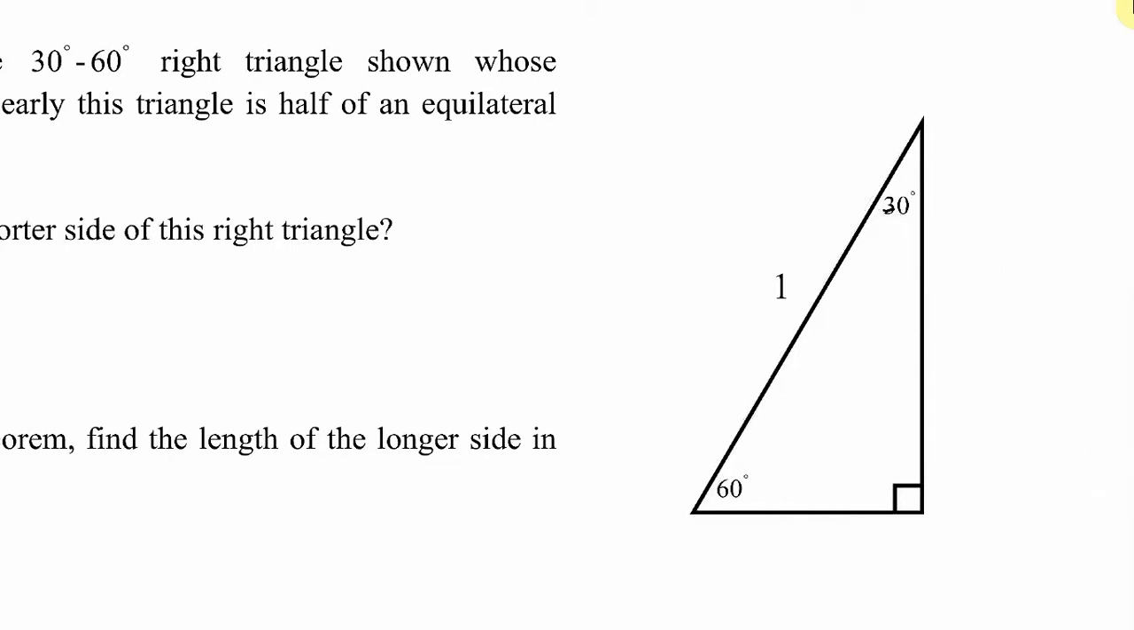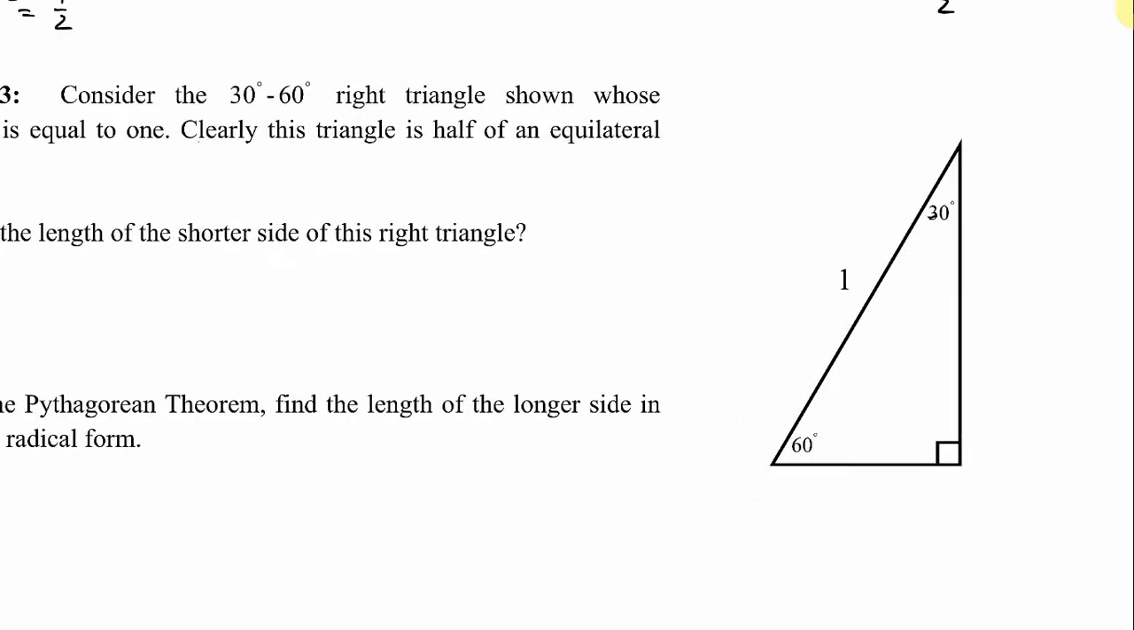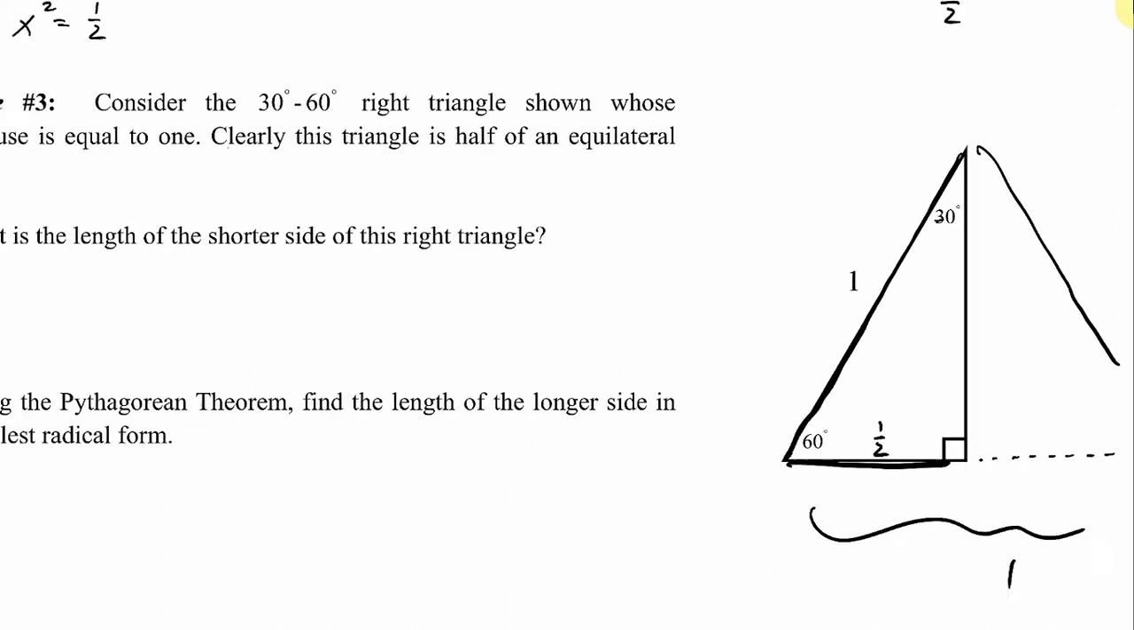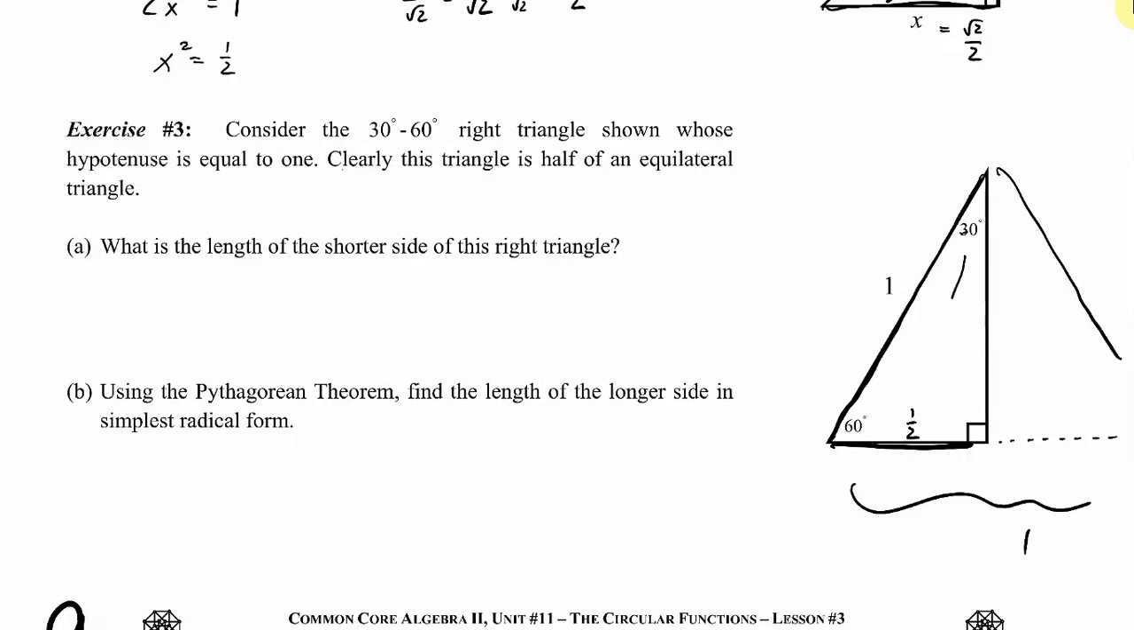Okay. So what does that mean? Well, the hypotenuse is 1. And this bottom now is going to be half of an equilateral triangle. If it was equilateral, that would be 1. But this is only half that, so what's that length going to be? 1/2. Okay. So what is the length of the shorter side? Well, we just showed that that is a half. Now we can use Pythagorean theorem to find the length of the longer side, or the height of this triangle.